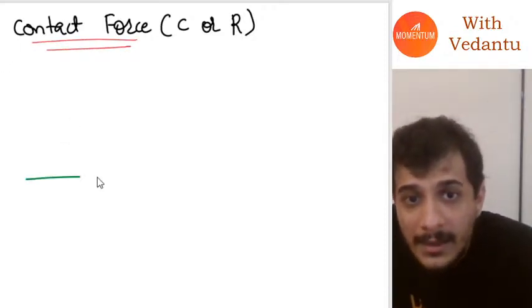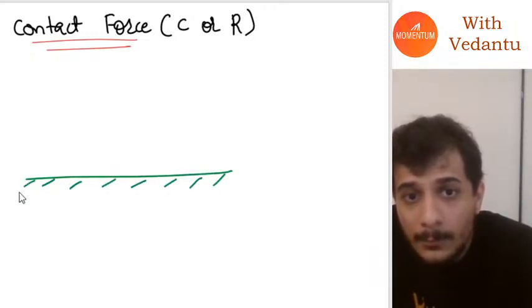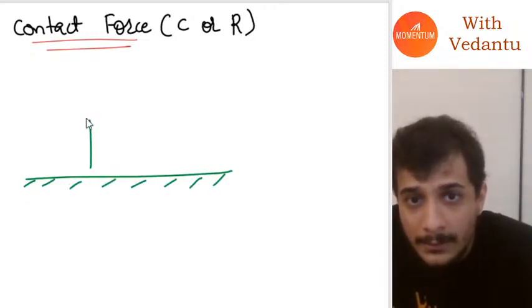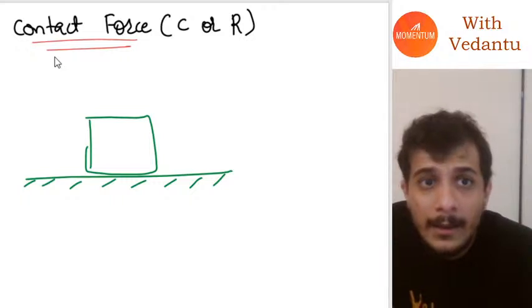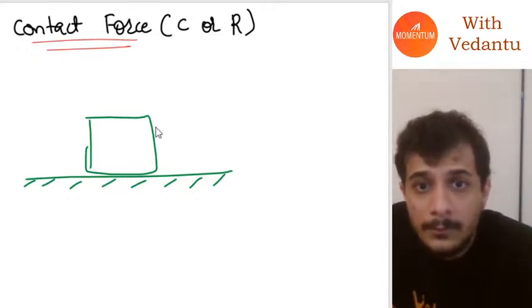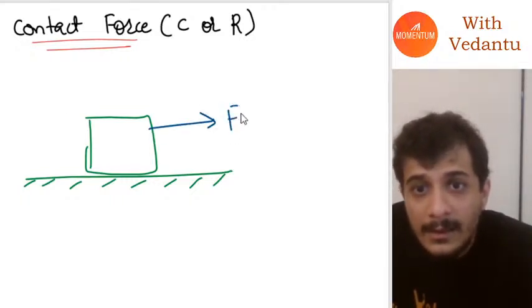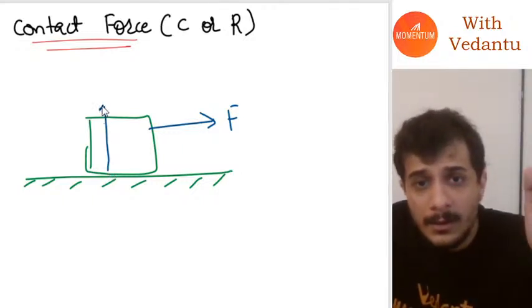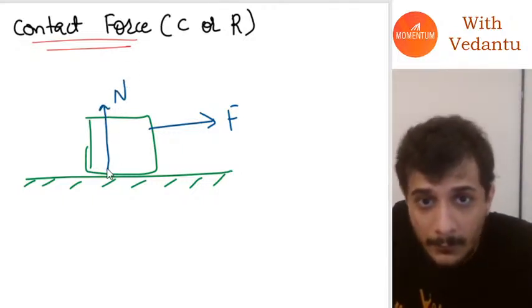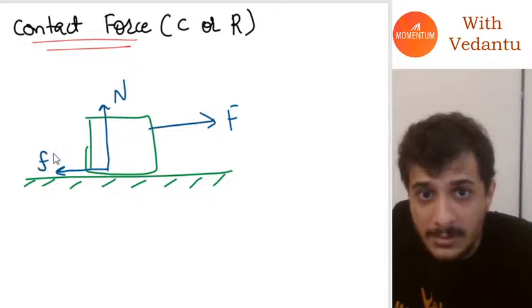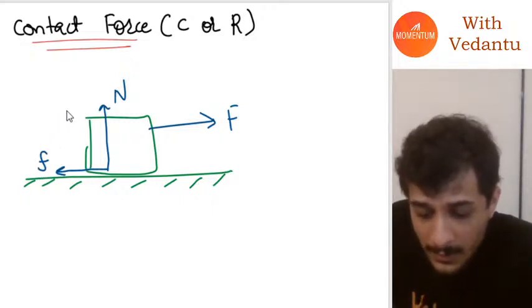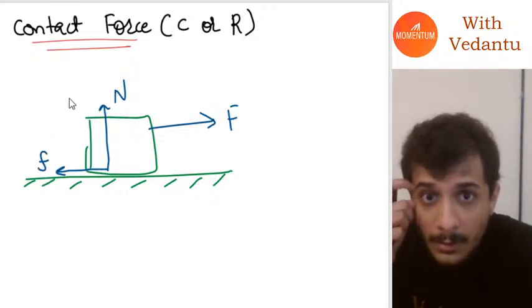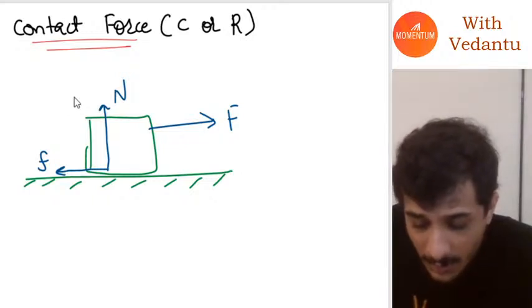So, guys, if you have a surface like this and a block like this, and let's say you are applying a force in this direction, then this surface will experience two different forces. One in the upwards direction called normal reaction, and one in the horizontal direction called friction.